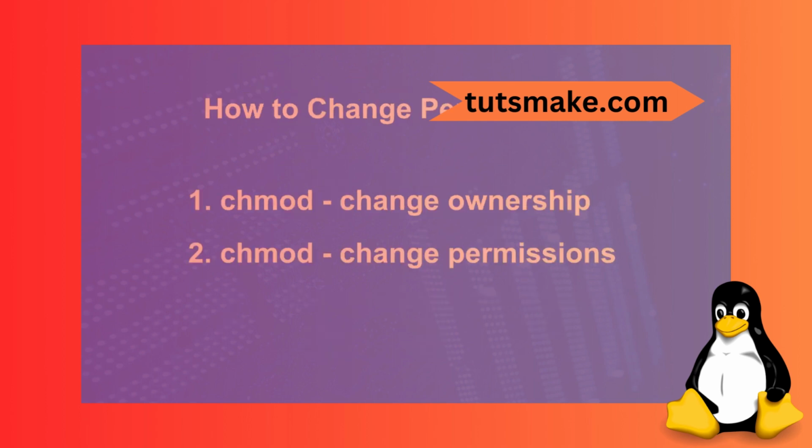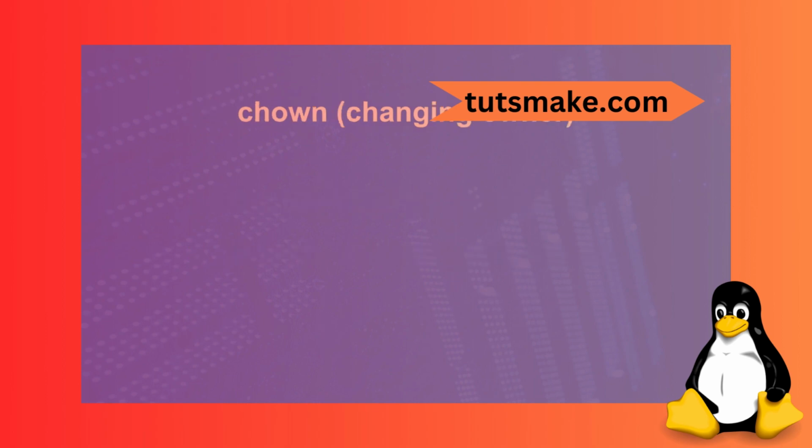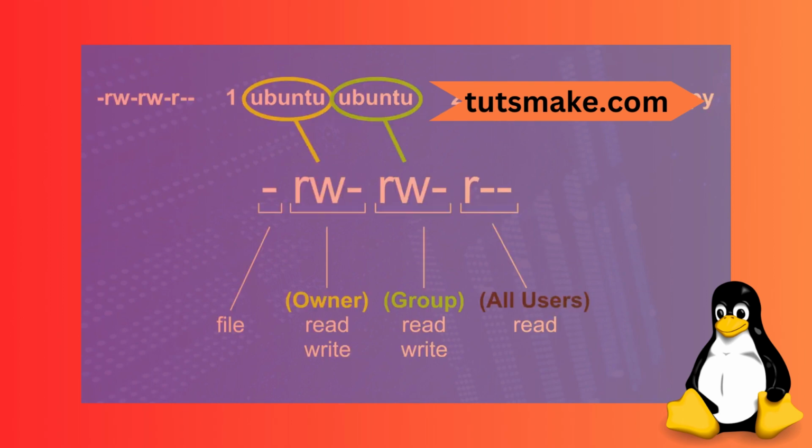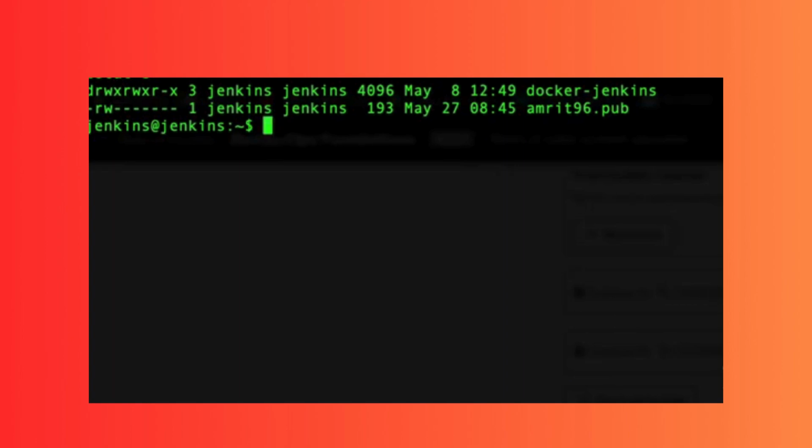So now that you know the permissions, how do you change them? Well, you have one of two commands. The first one we'll look at is chown, which means change owner. So if we look back at our example, let's say we want to change the ownership of files and directories. Currently I have this directory amrit96.pub. It's a kind of public file for me. Here we can see it is owned by user Jenkins, and the group is also Jenkins. So I will change this ownership and group to root.